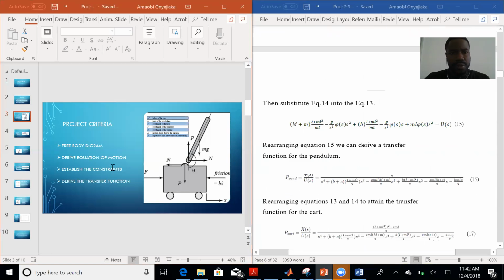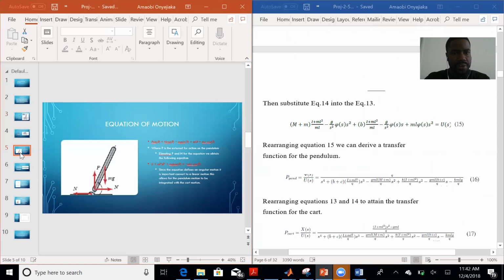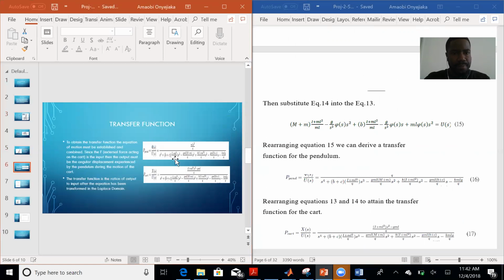In this particular slide, we have now derived the transfer function for both the pendulum and the cart. This transfer function will help us understand how the input, which is the external force acting on the cart, is affecting the cart's motion and the pendulum.